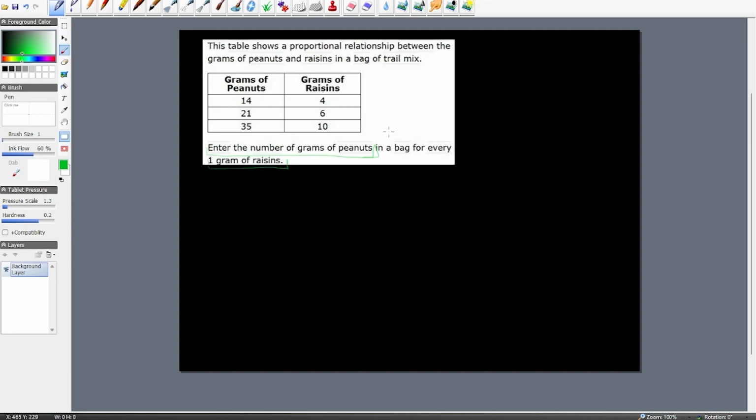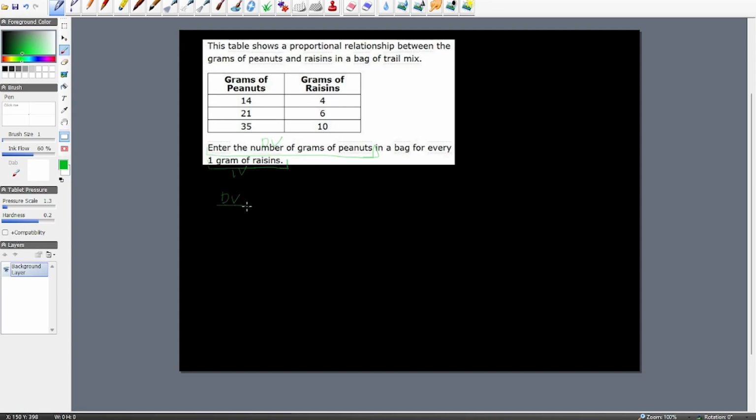So anytime we have a problem where they're comparing two quantities, hey, for 14 grams of peanuts there are 4 grams of raisins, how many grams of peanuts will you have for 1 gram of raisins? This is a unit rate type of problem. So I'm going to label the one we don't know as DV, or dependent variable, and the one that our input is given for, our 1 gram of raisins, that's going to be our independent variable.